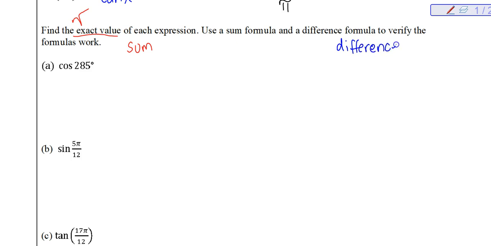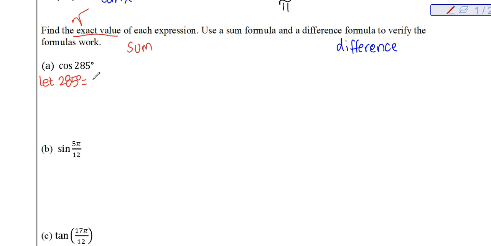So we're going to start with breaking the cosine of 285 degrees into two angles, the sum of two angles that add up to 285 degrees. So I'm going to write a little statement. I'm going to let 285 degrees equal, and then I'm just going to pick two values that I know are on my unit circle that will add to 285 degrees. Now you could come up with a different pair of angles than me.